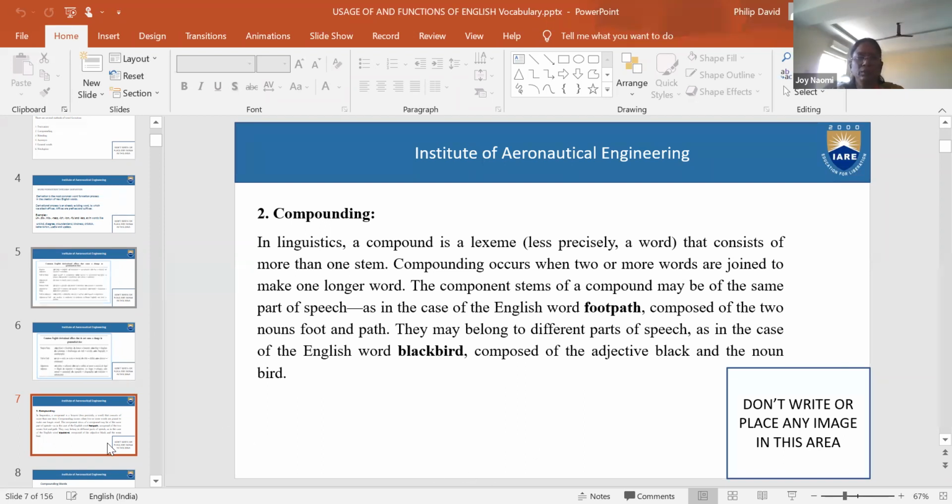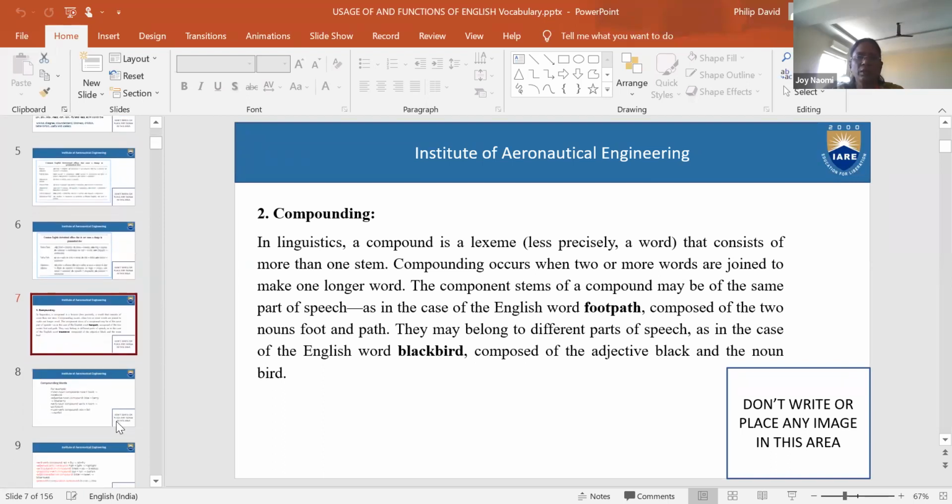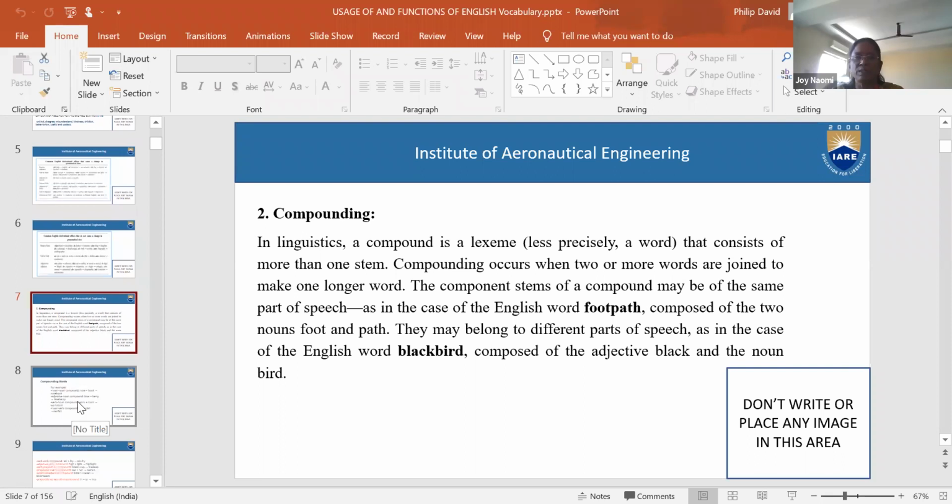So there are many words. When you come to the class physically, try to make more words through derivations. That is, the first is through affixes, the second is through compounding.